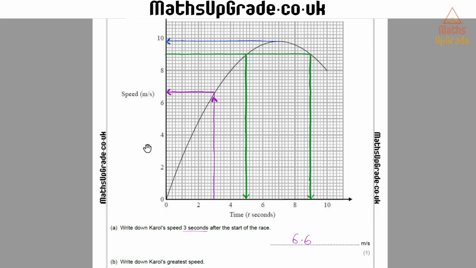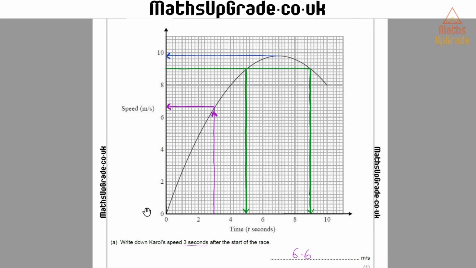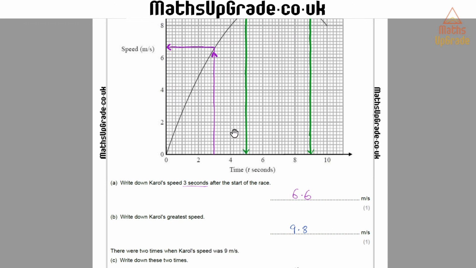Part B, write down Carol's greatest speed. So greatest speed, here's the speed axis, which is the greatest value we can read off. The greatest value is this point here, which you can see just less than 10 meters per second. It's about 9.8 meters per second.